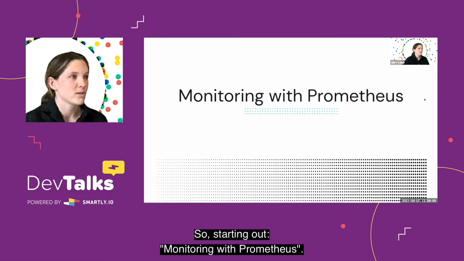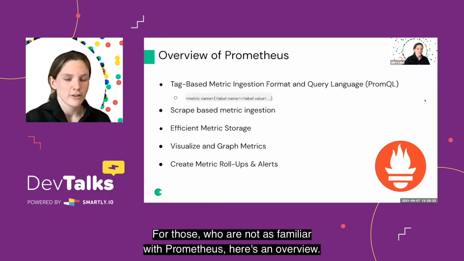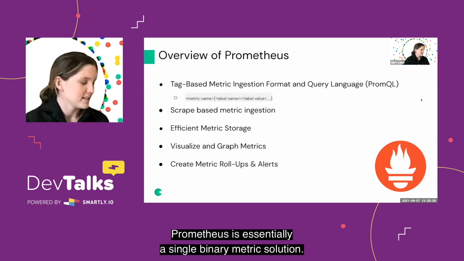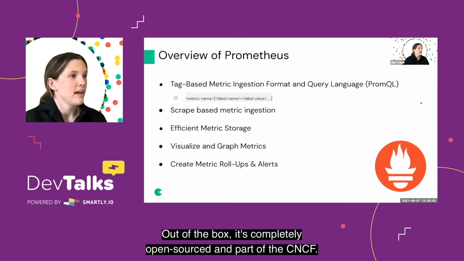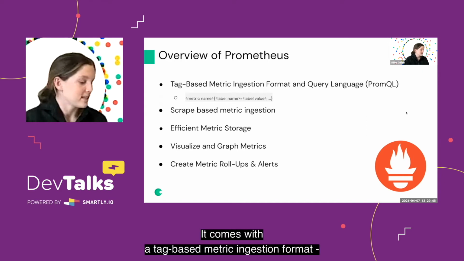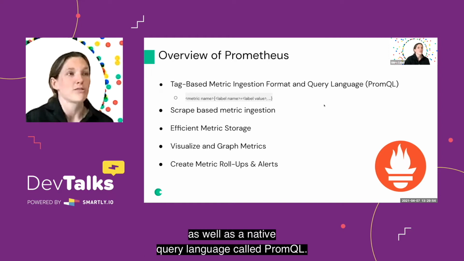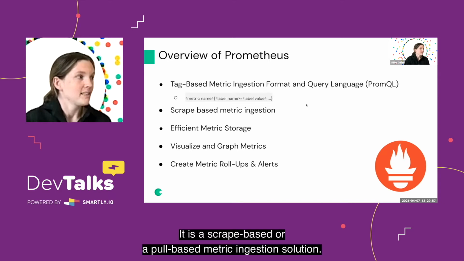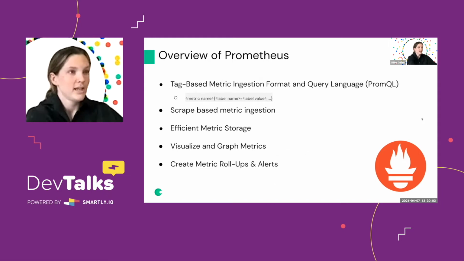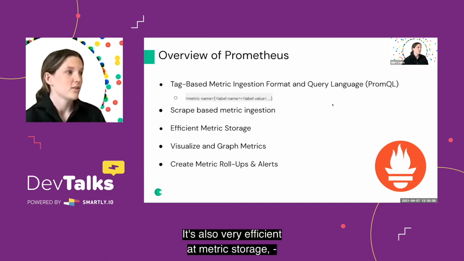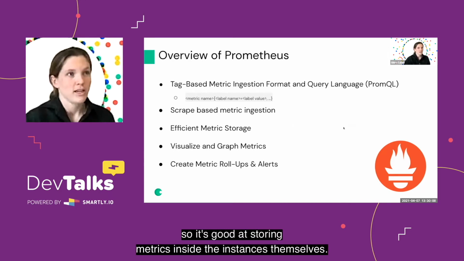So starting out, monitoring with Prometheus. For those of you who may not be as familiar with Prometheus, here is a quick overview. Prometheus is essentially a single binary metrics solution out of the box. It's completely open source and part of the CNCF. It comes with a tag-based metric ingestion format, as well as a native query language called PromQL. It is a scrape-based or pull-based metric ingestion solution, and it is also very efficient at metric storage, meaning that it's really good at storing metrics inside the instances themselves.